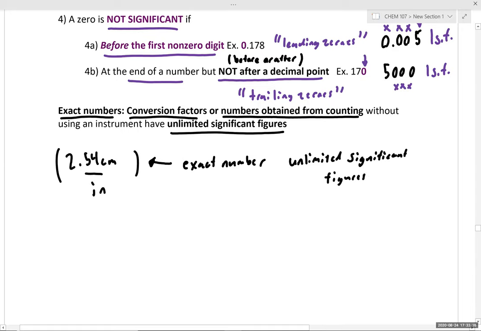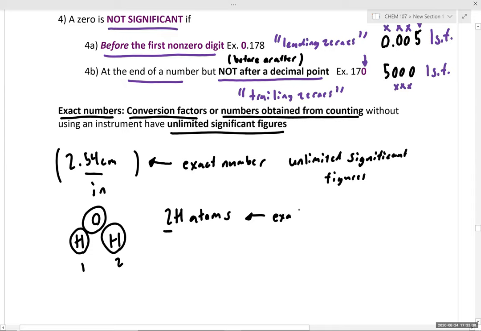Another example that comes up very commonly in chemistry is if you're looking at a molecular formula and you count, for example, two hydrogen atoms. Since this two is obtained from counting the number of hydrogen atoms, this number obtained from counting is an exact number. When you're counting objects, the idea of there being half of an object or any uncertainty in the number of objects counted does not make physical sense.